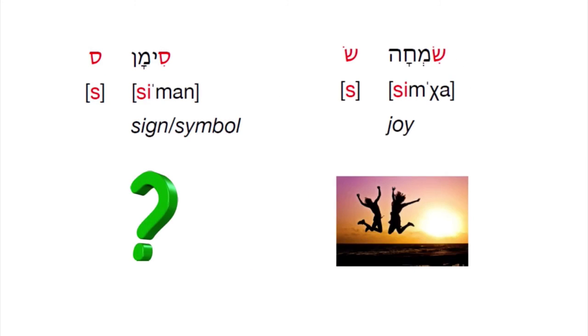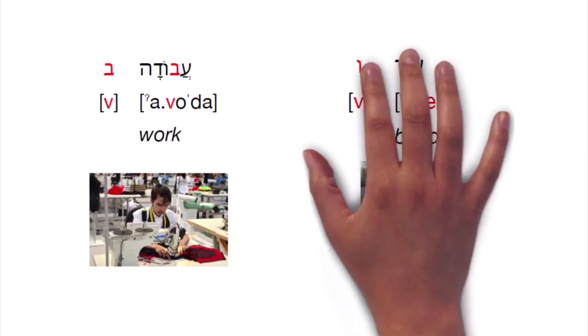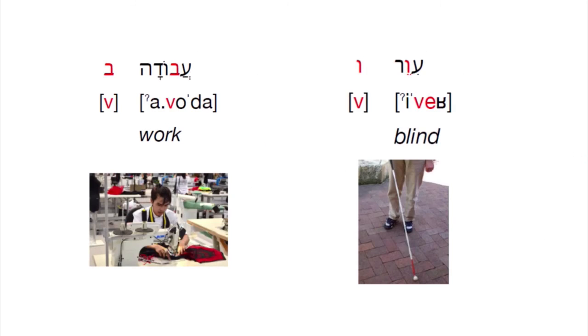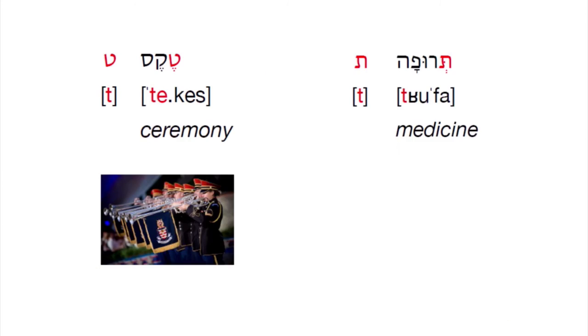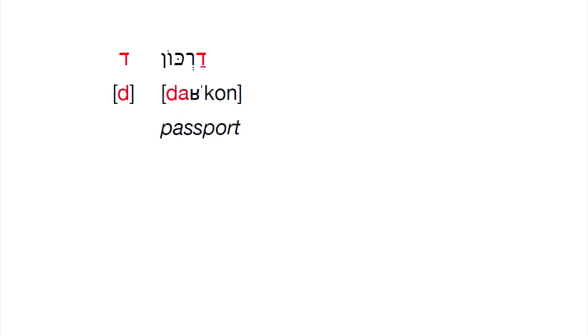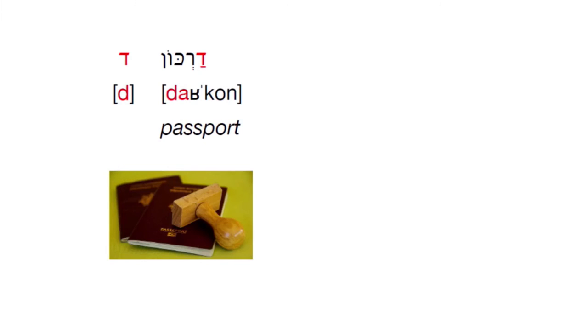S, as in siman and simcha. V, as in avoda and iver. W, as in whiskey. T, as in tekes and trufa. And D, as in darkon.